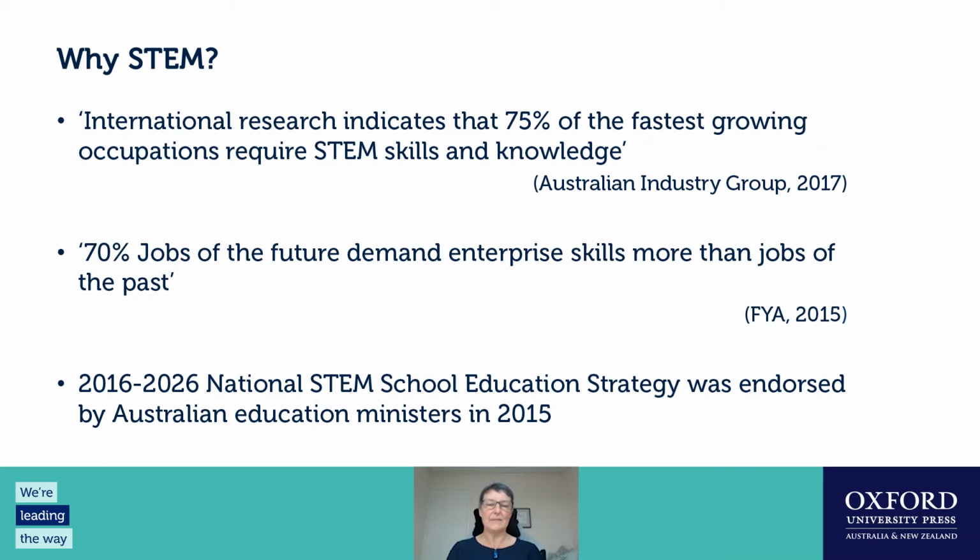cross-curricular capabilities. So as a result of these trends, in 2015, the Australian education ministers signed the National STEM School Education Strategy. Now that strategy is supposed to last 10 years, and you can see we're halfway through that strategy at the moment.